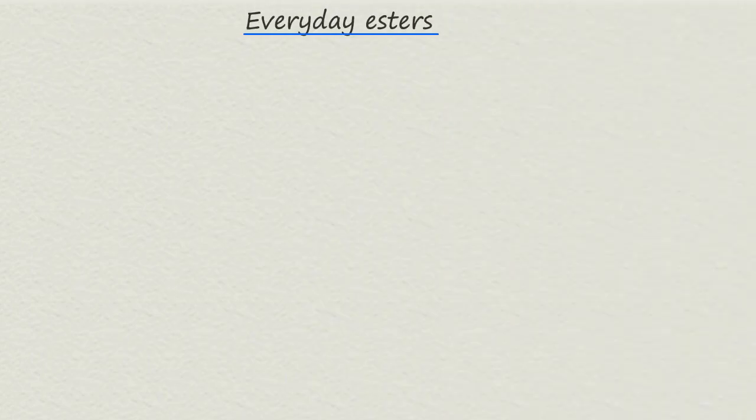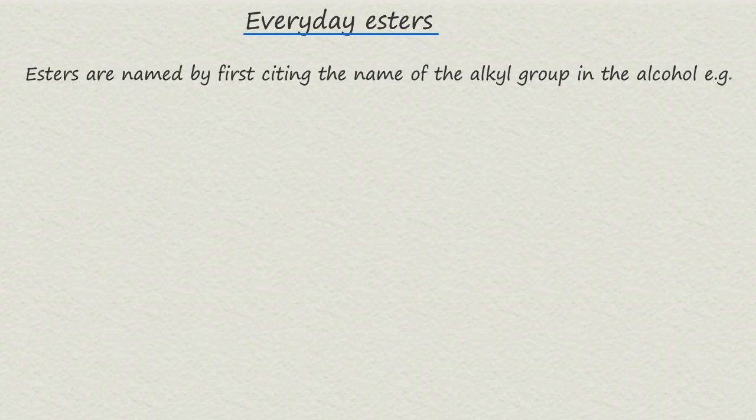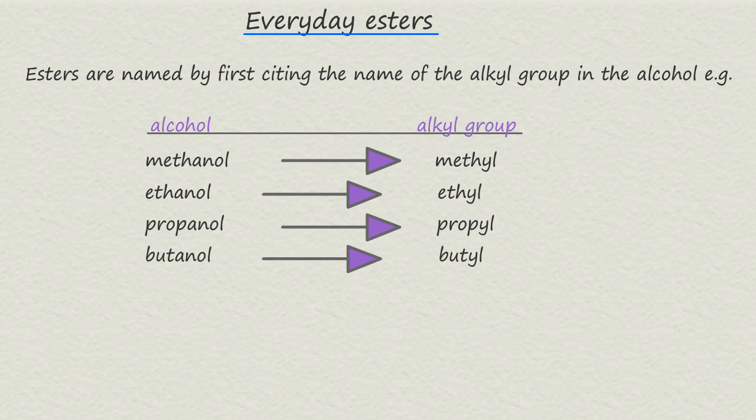Let's finish off by quickly looking at how to name simple esters. The esters are named by first citing the alkyl group name from the corresponding alcohol used to make the ester molecule. For example, methanol will become methyl, ethanol will become ethyl, propanol will become propyl, and butanol will become butyl.